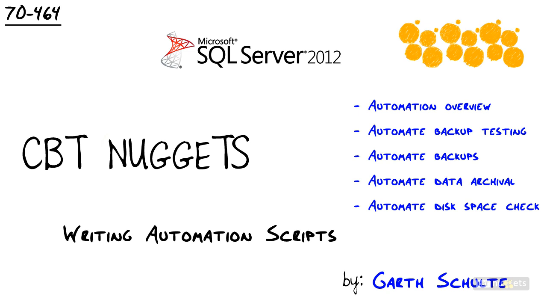Writing automation scripts. So when I came across this objective for 464, I thought, this is cool. This isn't something you see very often, because normally when Microsoft lists an objective, they just have a bunch of things that we need to know. This objective is more a bunch of things that we need to know how to do. So they're actually challenging us to come up with solutions to everyday problems. Or in our case, come up with solutions to those weekly mundane tasks that every DBA has on their checklist.